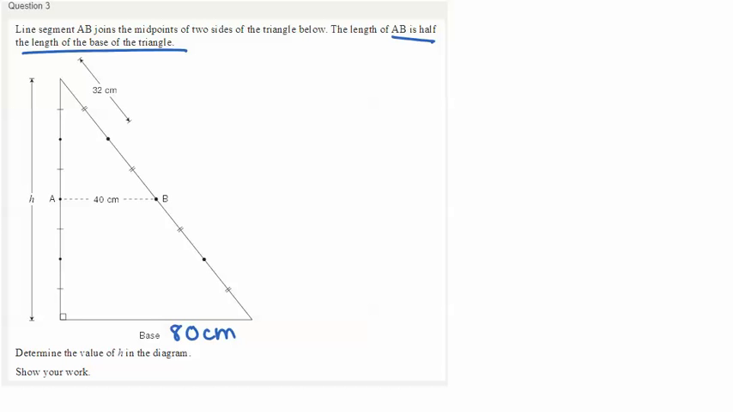And it says we have to determine the value of h. So we're trying to find the length of that side. So I think the most obvious thing would be to look at this whole triangle here and know that, since it's a right angle triangle, you could do the Pythagorean theorem to figure out the missing side.